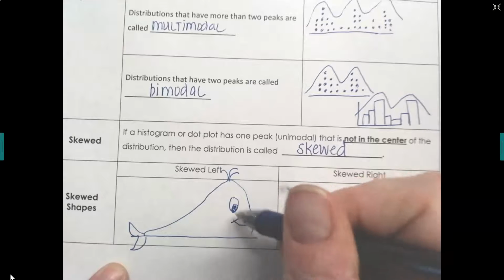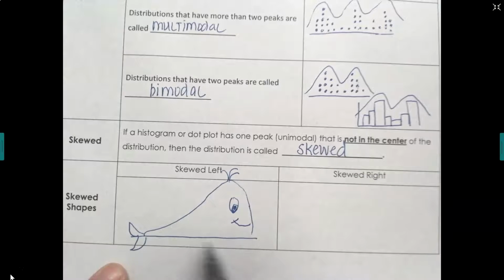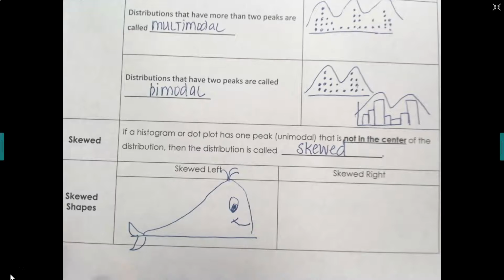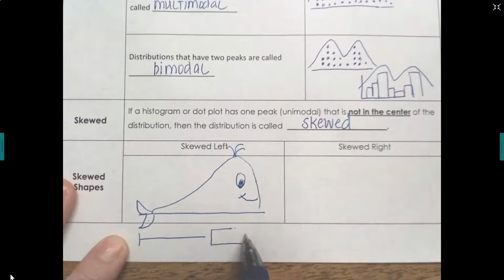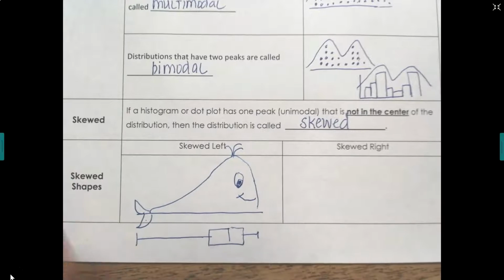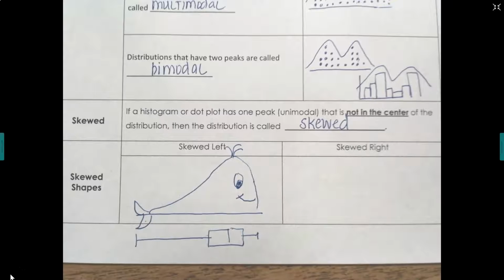But there's enough numbers out over here, you've got this long tail to come over and be part of them. So this would be skewed left because of where the tail is. We did this with our box and whisker plot. In a box and whisker plot, the box would be up here where most of the data is, and you could see his left whisker would be a lot longer.